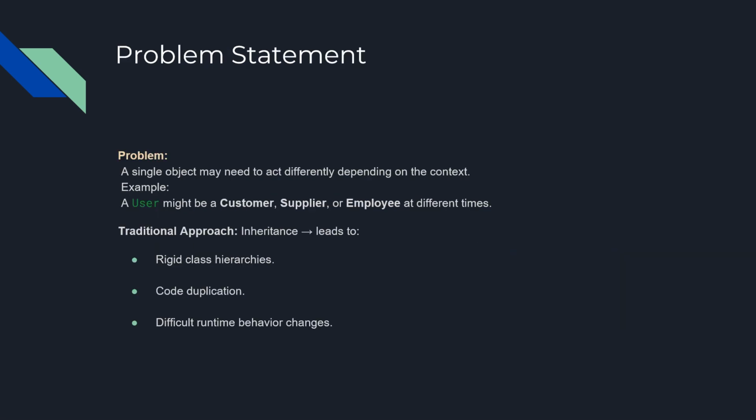The problem statement. Let's start with the problem this pattern solves. So imagine we have a single object like a user. The user then can be a customer, supplier, or employee. Using inheritance, you'd end up with multiple subclasses or even multiple inheritance, which could get messy and confusing. This leads to rigid hierarchies, duplicated code, and makes it hard to change an object's role at runtime. The role object pattern eliminates that by separating the core object from its roles.